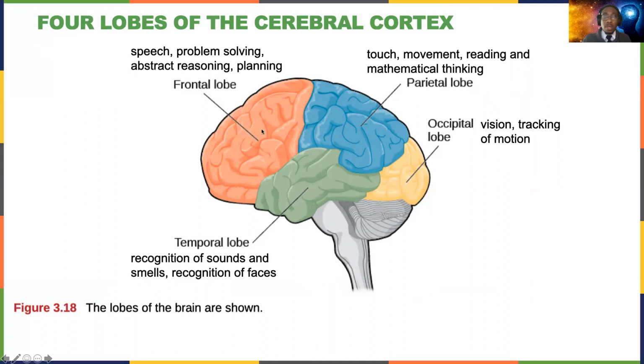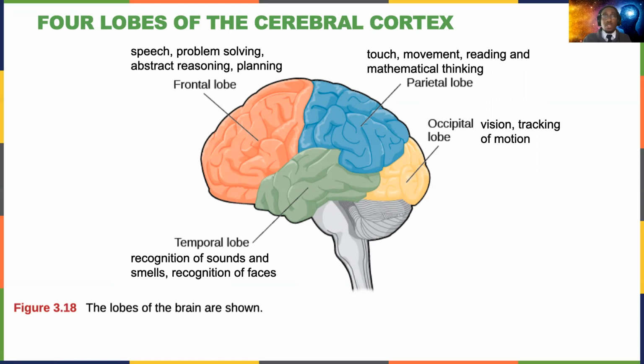The frontal lobe, which is a brain region that, as we mentioned earlier, is typically larger in humans in proportion to other animals, is responsible for things like speech, problem solving, abstract reasoning, planning, the higher cognitive functions that we mentioned earlier, the things that make us human, the things that allow us to reason deeply or solve puzzles.